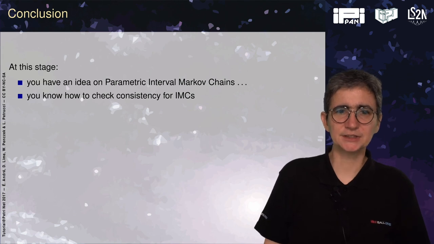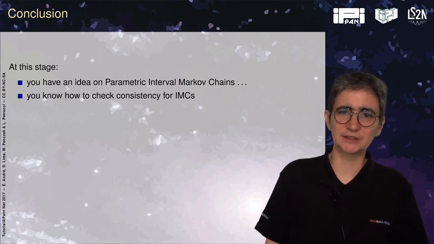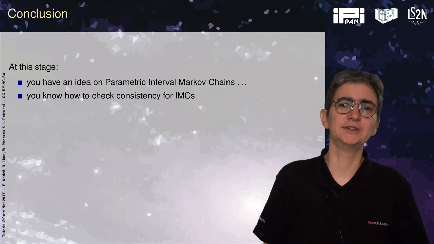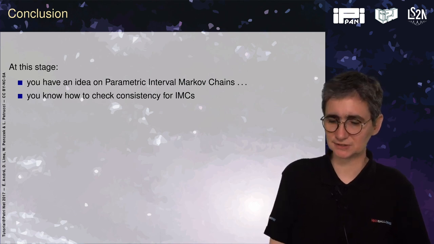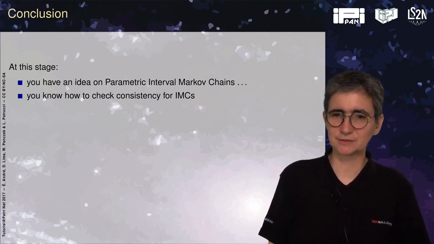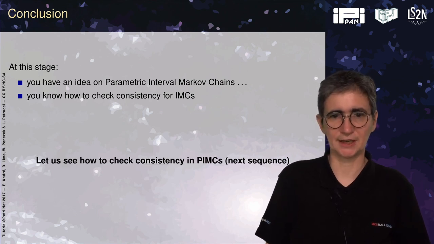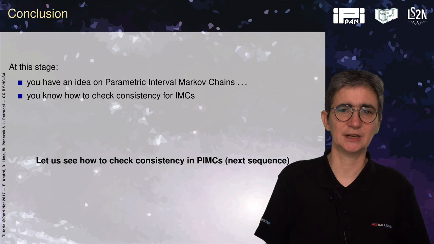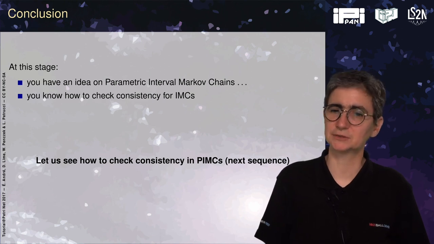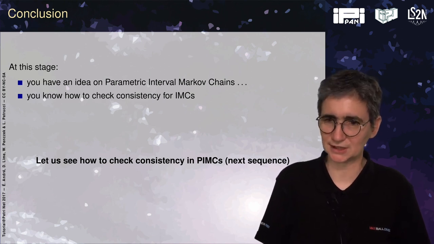So at this stage, you have an idea of parametric interval Markov chains. You know how to check consistencies for interval Markov chains. And we'll now see how to check consistency for parametric interval Markov chains in the next sequence.